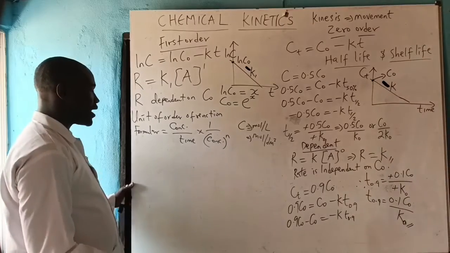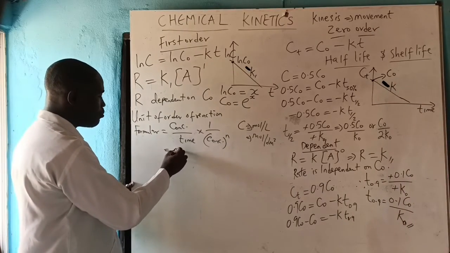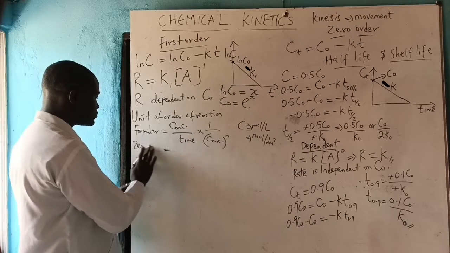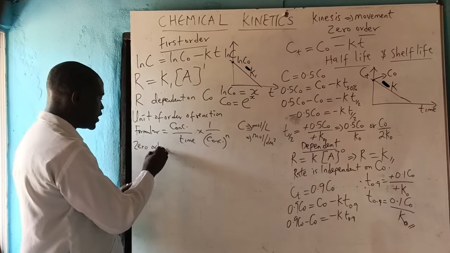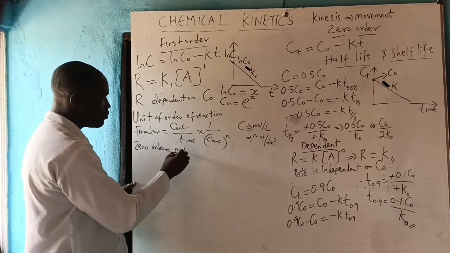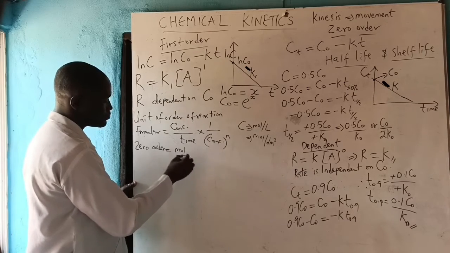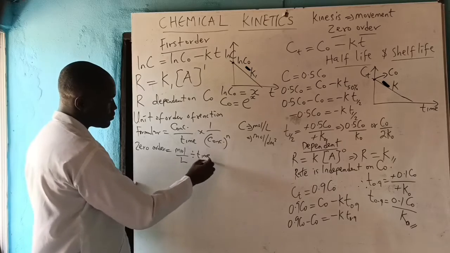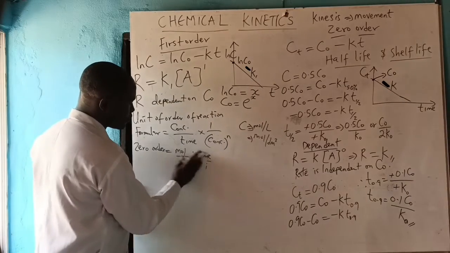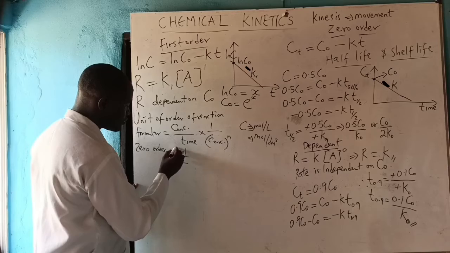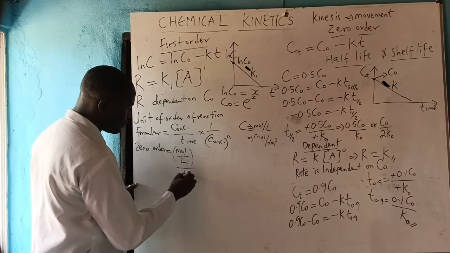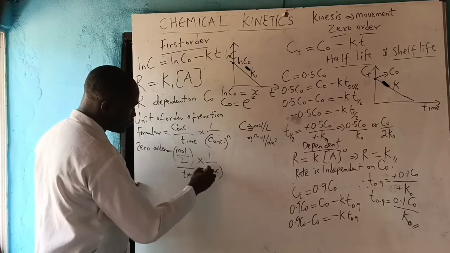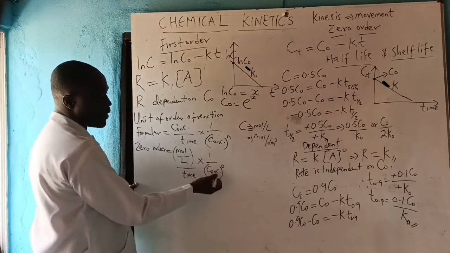Let's use mole per liter. For zero order, its unit is mole per liter divided by what? Time, times mole per liter divided by time times 1 over conc raised to power of 0. Anything raised to power of 0 is 1.